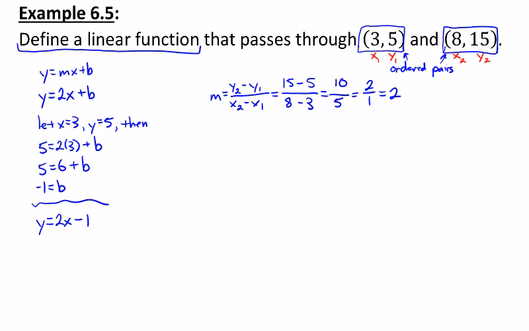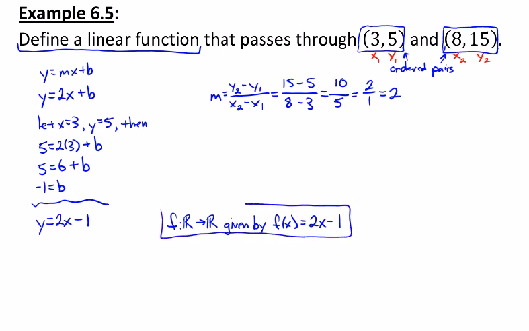We know the domain, so let's write the function definition. F from R to R given by f of x is equal to 2x minus 1. And that is our linear function that passes through the point (3, 5) and also through the point (8, 15).